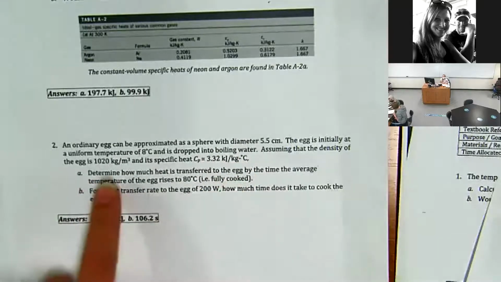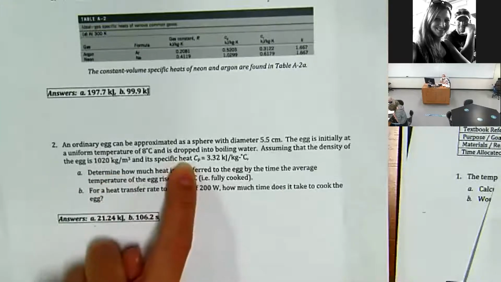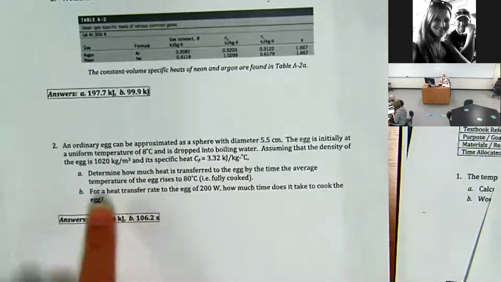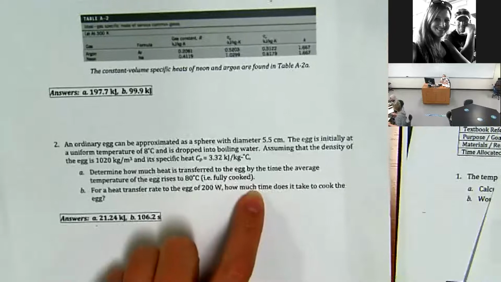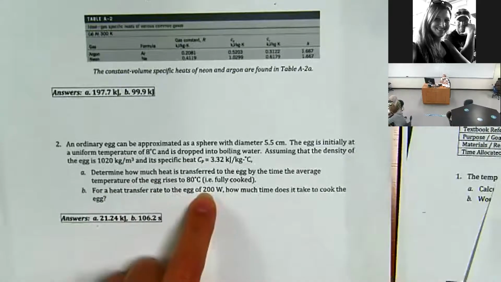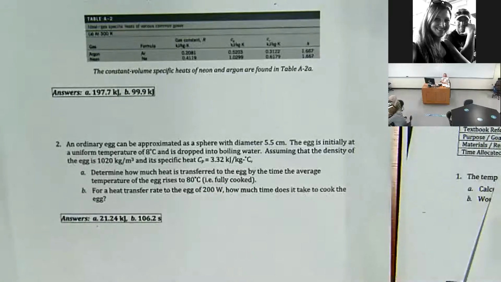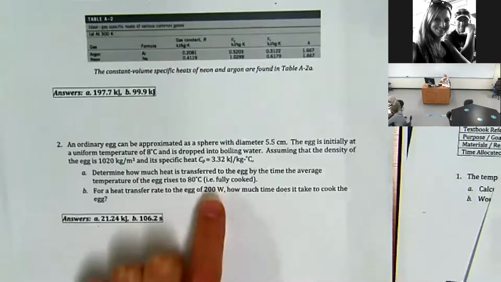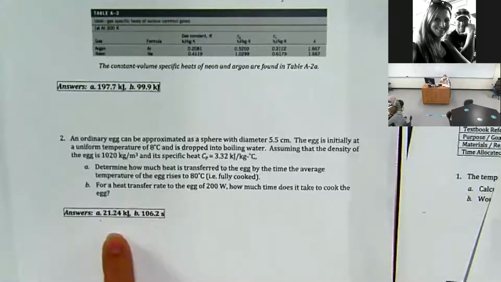Assuming the density of the egg is 1,020 kilograms per cubic meter, and its specific heat is 3.32 kilojoules per kilogram degrees Celsius, first determine how much heat is transferred to the egg by the time the average temperature of the egg rises to 80 degrees Celsius, which is a fully cooked hard-boiled egg, yum. And then B, for the heat transfer rate to the egg of 200 watts, which indicates power or energy per time, how much time does it take to cook the egg?